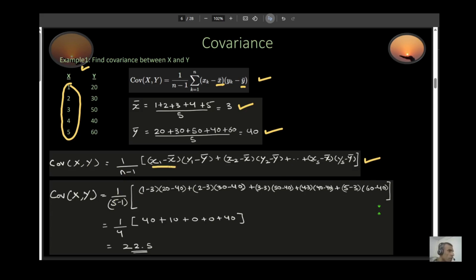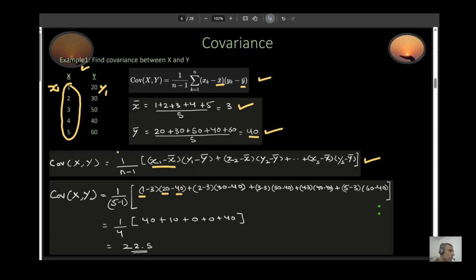So the first one is going to be x1 minus x bar, so this is my x1. So x1 minus x bar, in this case 1 minus 3, because my mean value is 3, multiplied by y1 minus y bar, which is the mean value, so this is going to be my y1. In this case, it's going to be 20 minus 40, because 40 is my mean value.